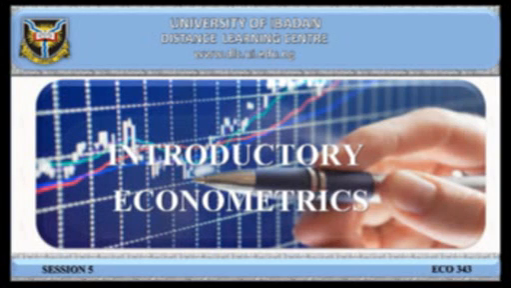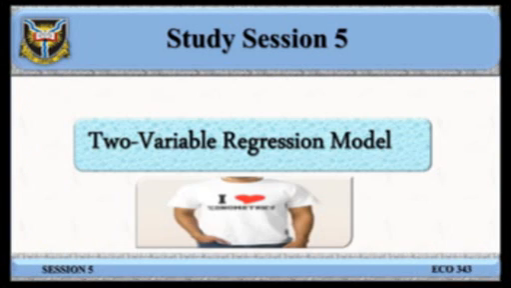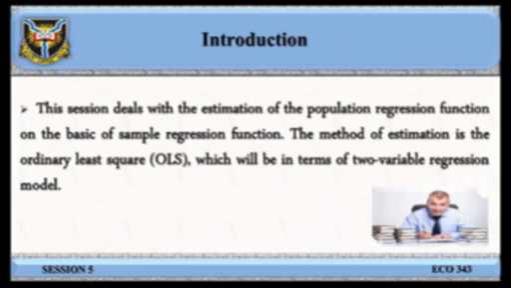Studies Section 5, Two-Variable Regression Model. Introduction. This section deals with the estimation of the population regression function on the basis of the sample regression function. The method of estimation is the ordinary least squares, OLS, which will be in terms of the two-variable regression model.